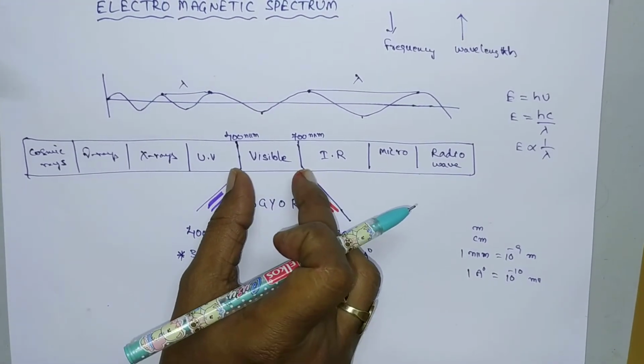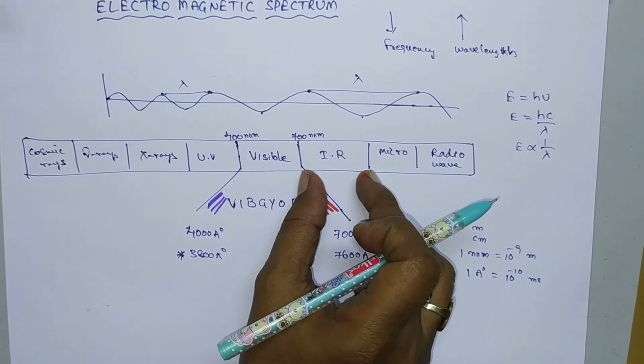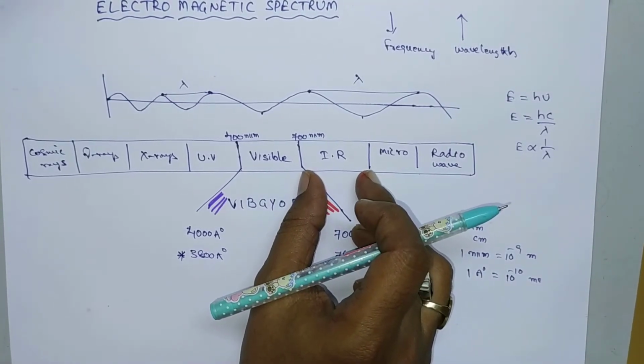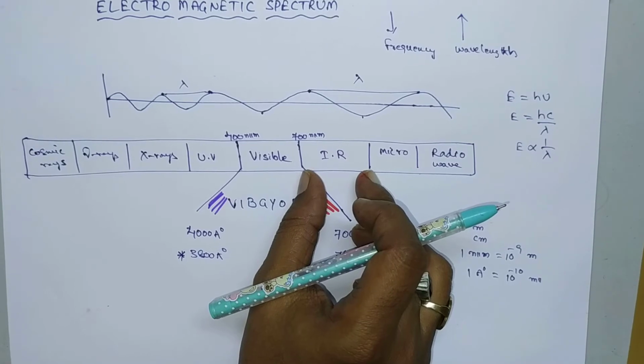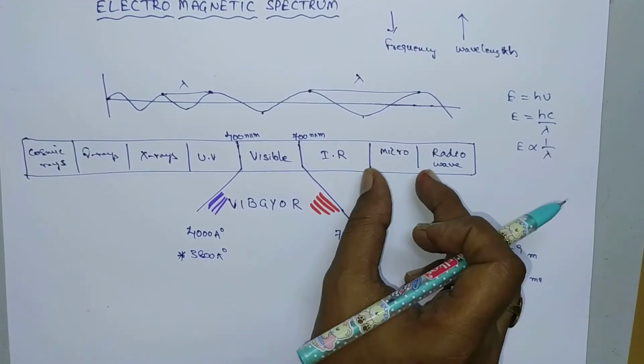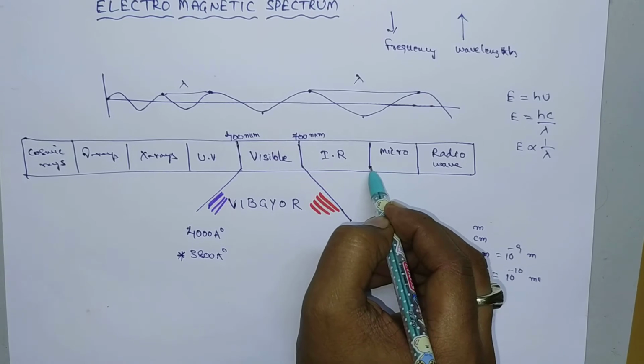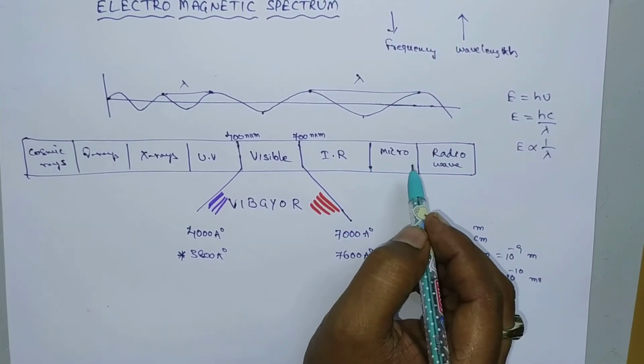This is visible radiation, which is visible to our naked eye, and this is IR radiation. These IR radiations are useful in remote sensing, that is for remote signals. For operating electrical instruments, we use some IR radiations by using remotes. And these are microwaves. Microwaves are useful in microwave ovens.